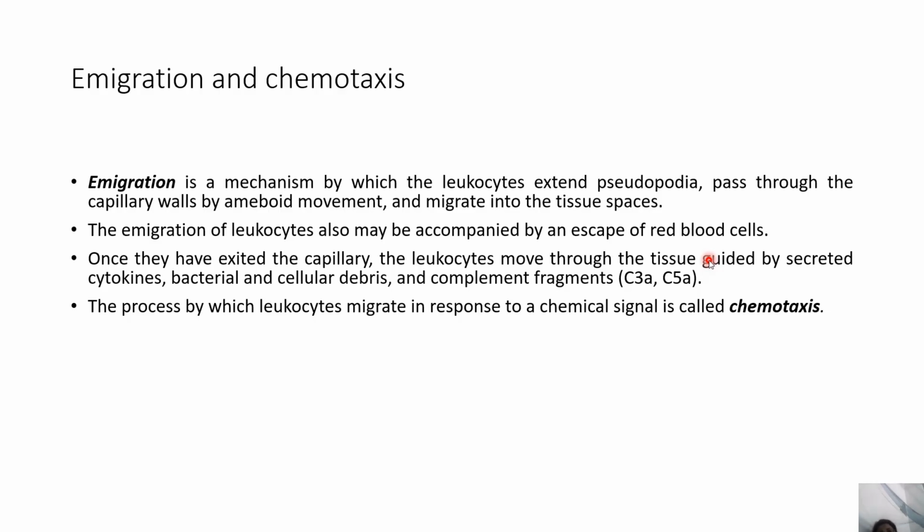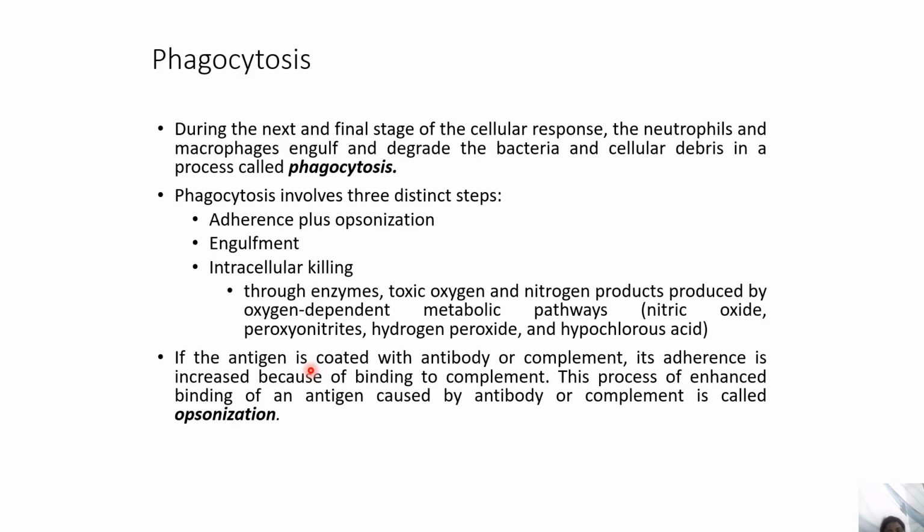The emigration of leukocytes also may be accompanied by an escape of red blood cells, or RBCs. Once they have exited the capillary, the leukocytes move through the tissue guided by secreted cytokines, bacterial and cellular debris, and complement fragments C3 and C5. The process by which leukocytes migrate in response to a chemical signal is also called chemotaxis. Phagocytosis is the most common term that we discussed before in immunology.